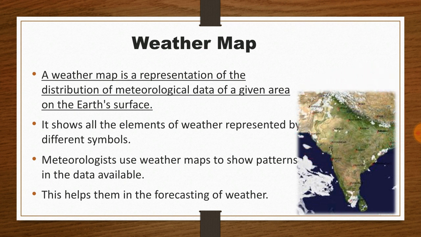It shows all the elements of weather represented by different symbols. We know that for summer, for rain, for snow, different symbols are used to denote them. All the elements of weather have their own symbols. Those are added to denote those particular elements. And meteorologists use weather maps to show patterns in the data available. And why is it? Yes, this helps them in forecasting of weather. So that is about weather map.